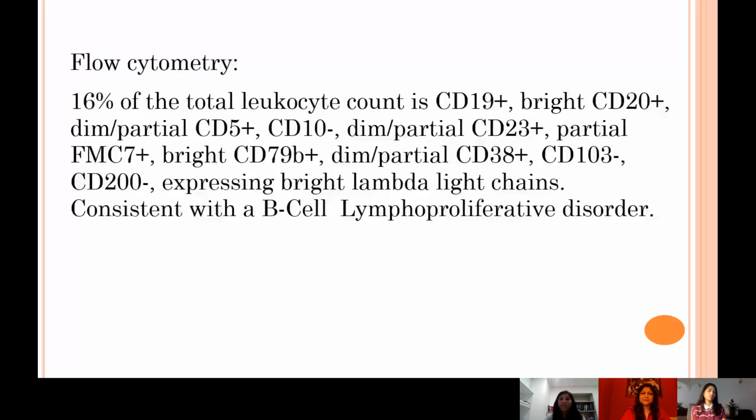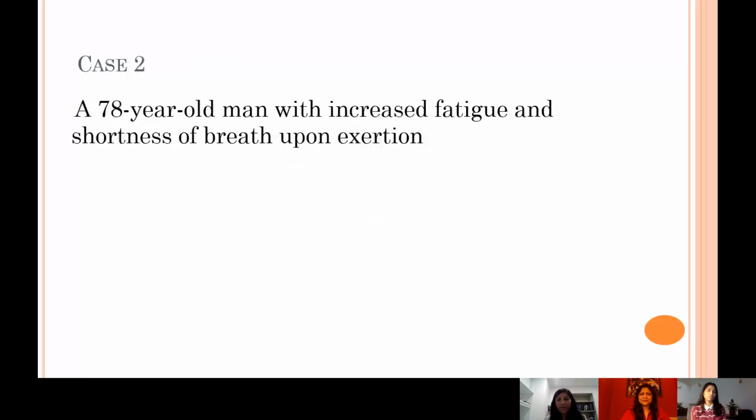On flow cytometry, these cells showed CD19 positive. They were bright CD20 positive. They had dim partial CD5 expression, and they were negative for CD10. And these cells were expressing bright lambda chains. So a diagnosis of B-cell lymphoproliferative disorder was made.